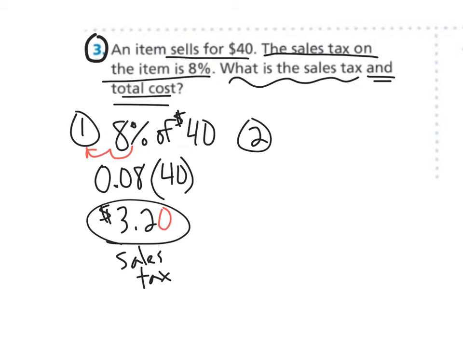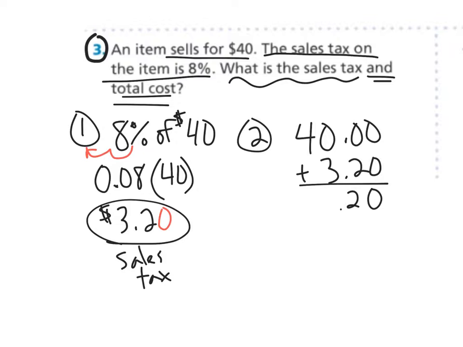Once we know the sales tax, we could find our total cost. Sales tax is what gets added on. Usually it's a state sales tax that gets added to the price. So if we add that on, total cost would be $43.20.